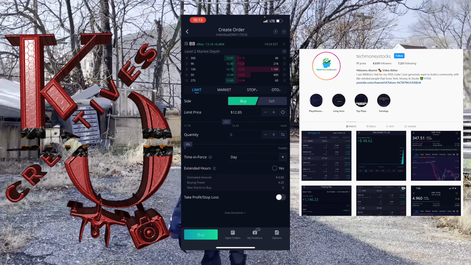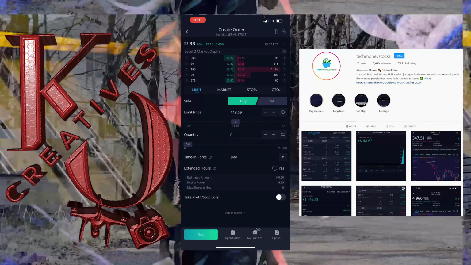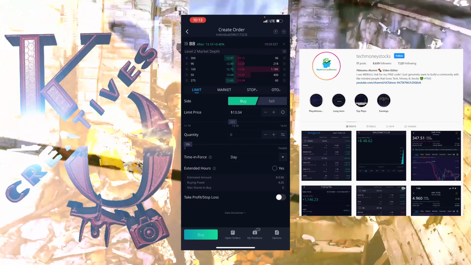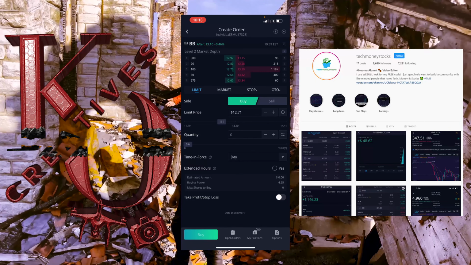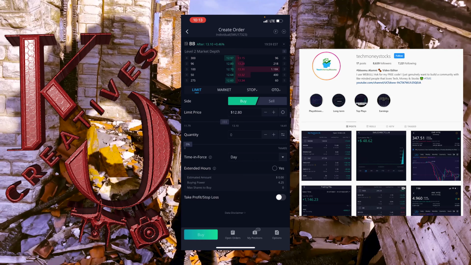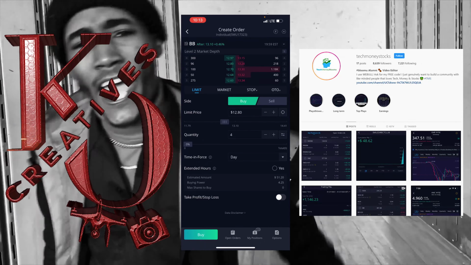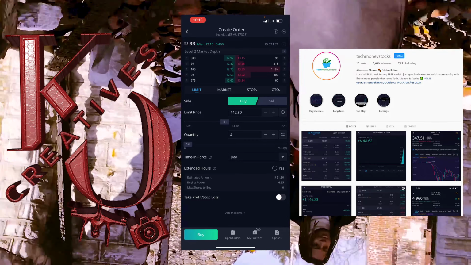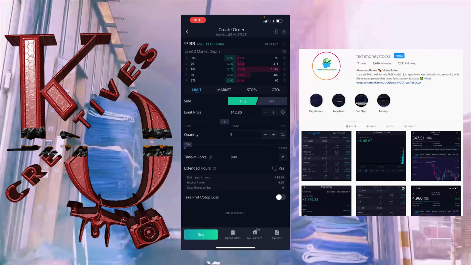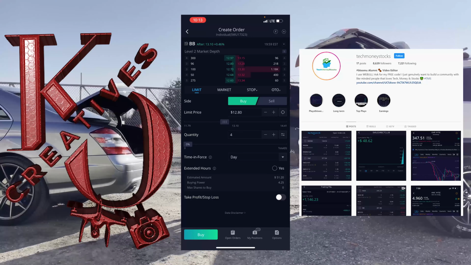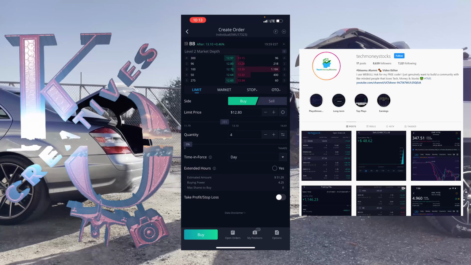So let's say this price right now is at $13.10 after hours. So let's say I want this at $12.80. When it gets to $12.80, I'm going to purchase 4 shares. You see where it says quantity? You're going to go to 4 or 1 or however many you can afford.